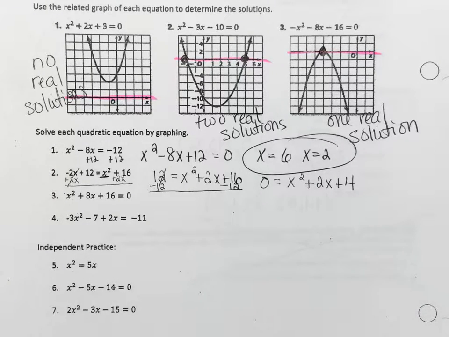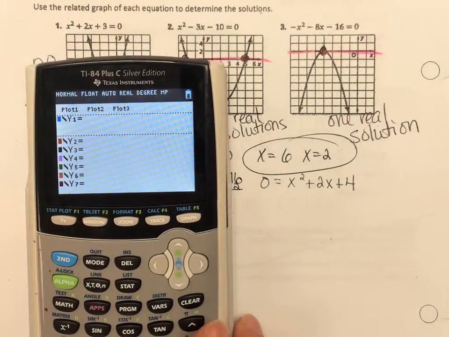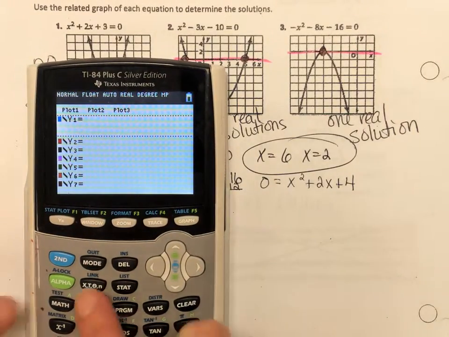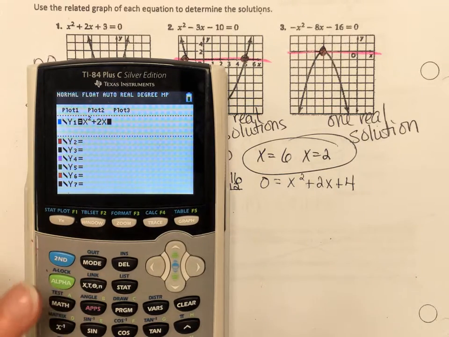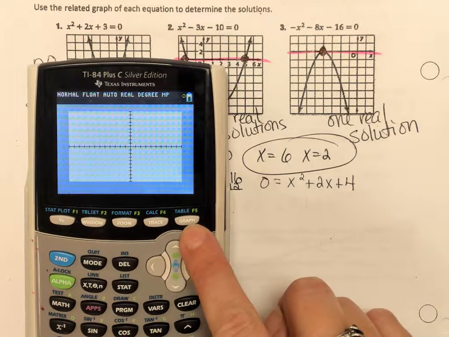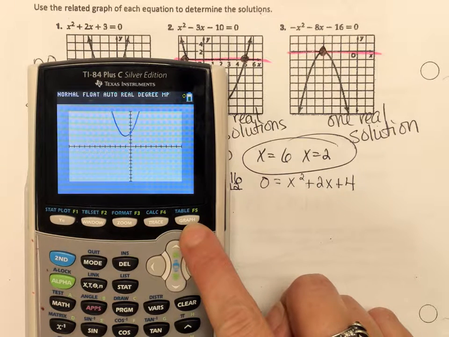All right, so grab your calculator. Go to y equals. All right, we're going to plug in x squared plus 2x plus 4. X squared plus 2x plus 4, and then hit graph.